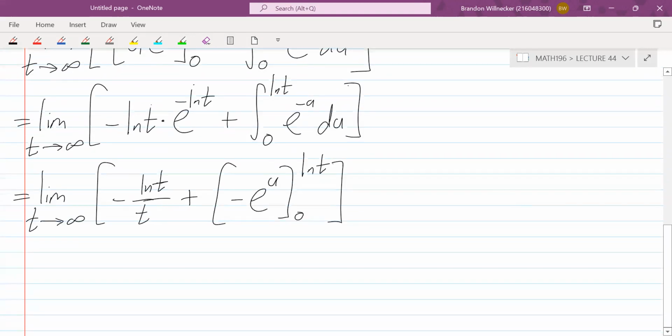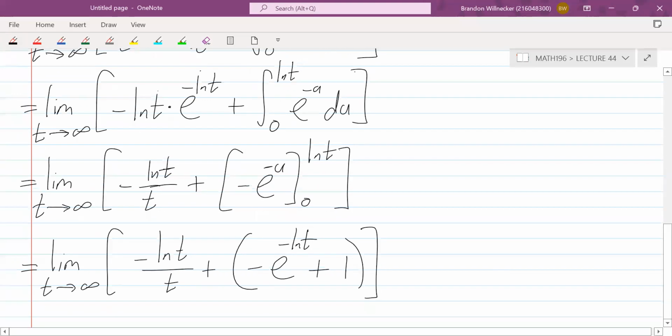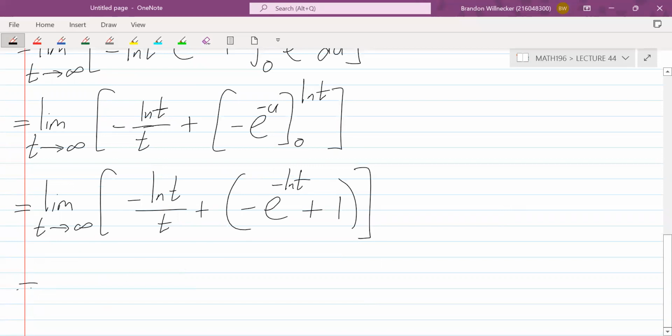Okay, so let's substitute. So we're going to get the limit as t goes to infinity of minus the natural log of t over t plus, and then we're going to get minus, sorry, there's a minus there. We're going to get minus e to the minus natural log of t, and then minus and minus make a plus, and then we're just going to get plus 1 if we substitute 0.